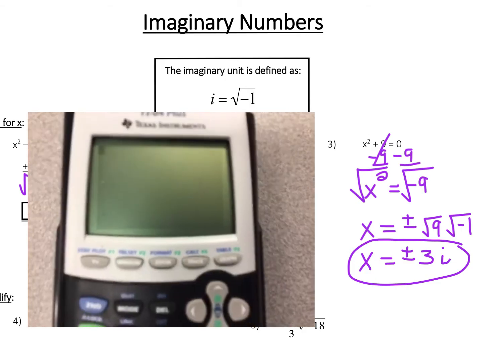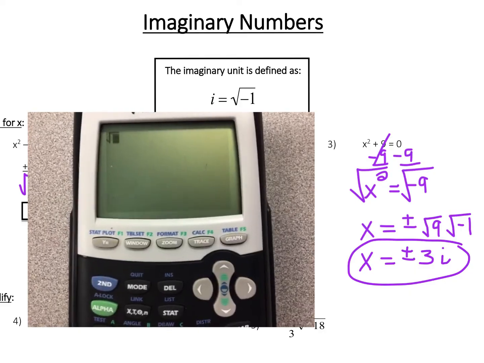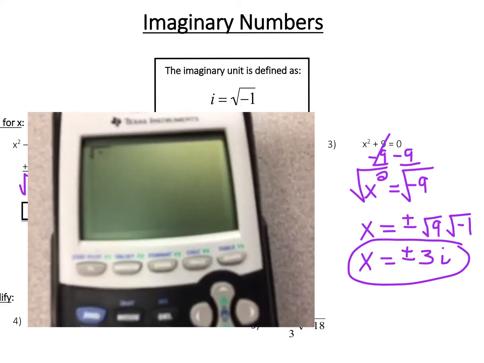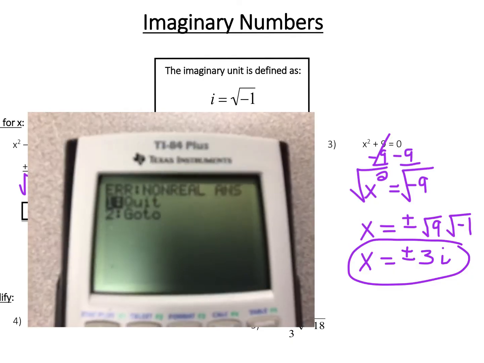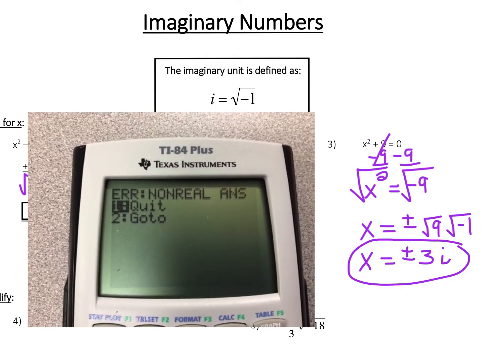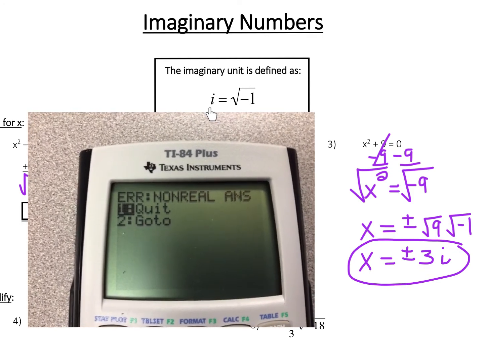Okay, so I'd like to show you something in the calculator first. If I were to plug in the square root of negative 1. Okay, first of all, if I hit enter, at first it says non-real answer. And that's true because the square root of negative 1 is a non-real answer. It's an imaginary unit.